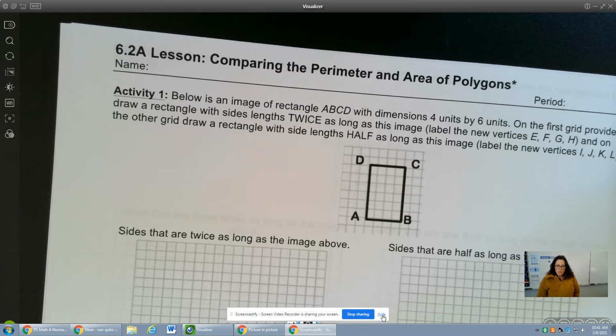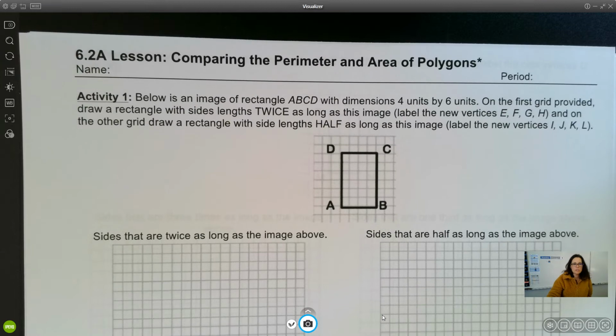Okay, guys, so we are in a new section, 6.2a lesson, where we're looking at the perimeter and the area of polygons. Okay, this first activity below is an image of rectangle ABCD with dimensions 4 units by 6 units, as you can count in the little graph paper behind it. On the first grid provided, draw a rectangle with side lengths twice as long as this image. Label the new vertices E, F, G, H. And on the other grid, draw a rectangle with side lengths half as long as this image. Label the new vertices I, J, K, L.